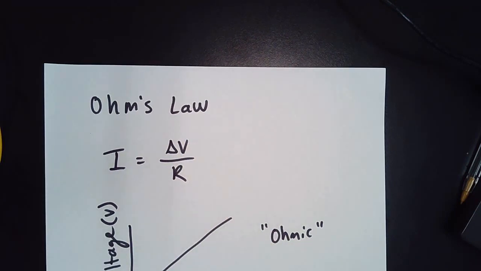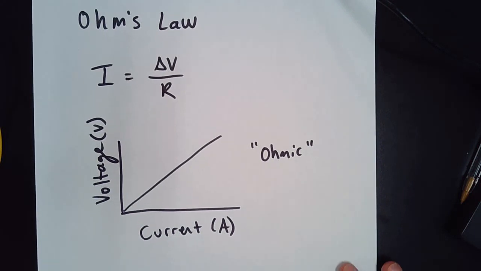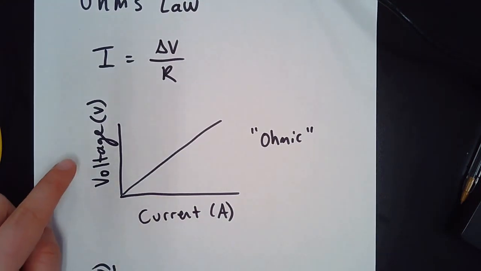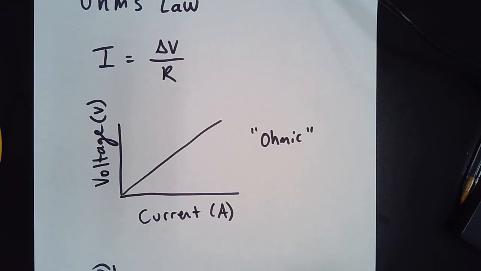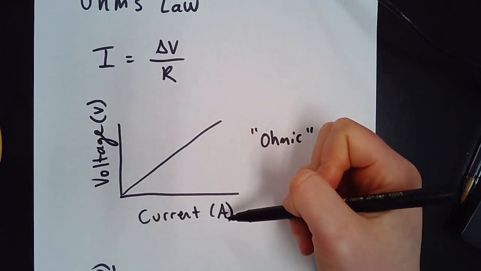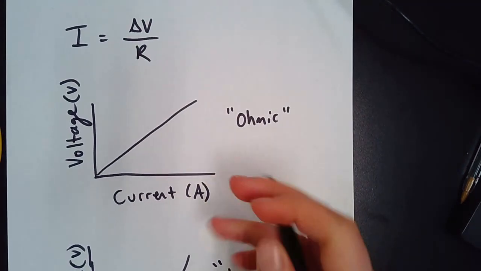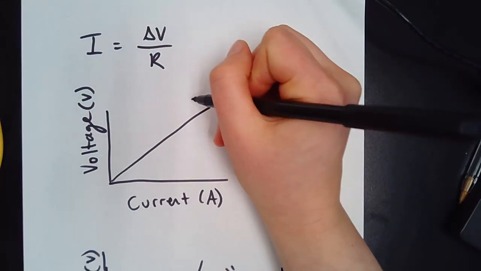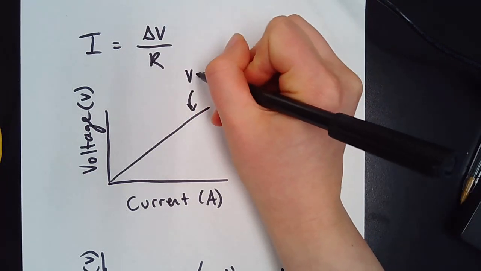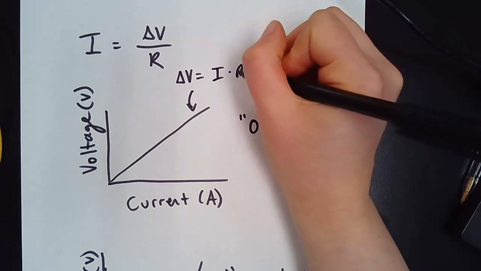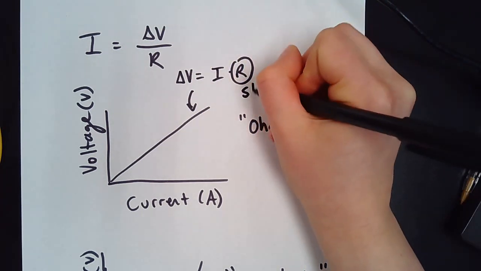Okay. You'll often find this relationship in graph form, where you have current and voltage graphed, with current on your independent axis and your voltage on your dependent axis. And when you graph it like this, you get delta V equals I times R, where R is your slope.